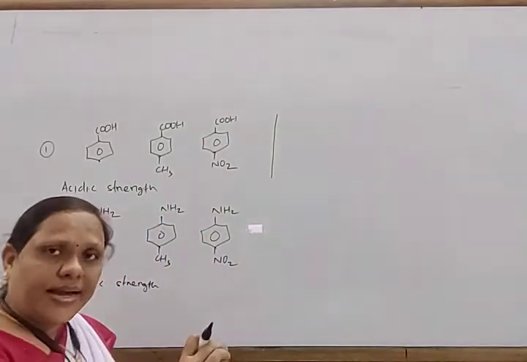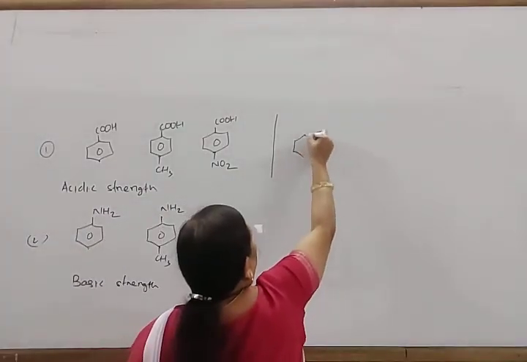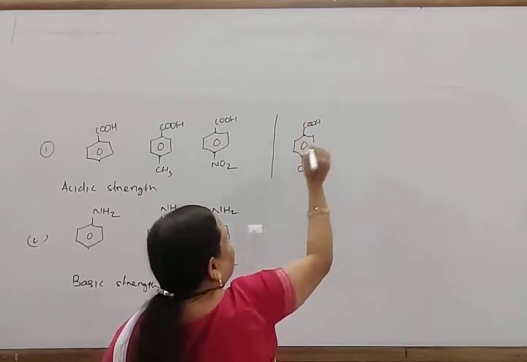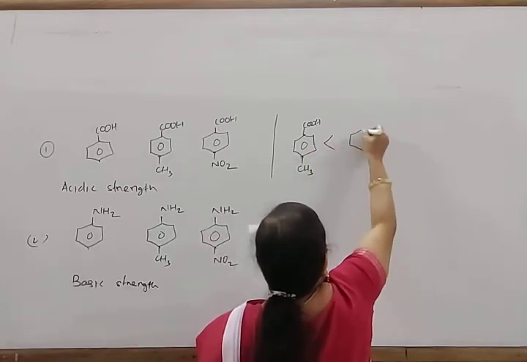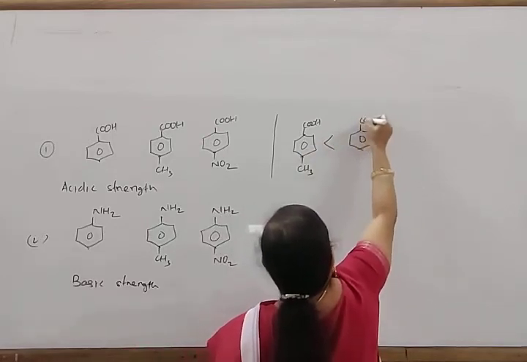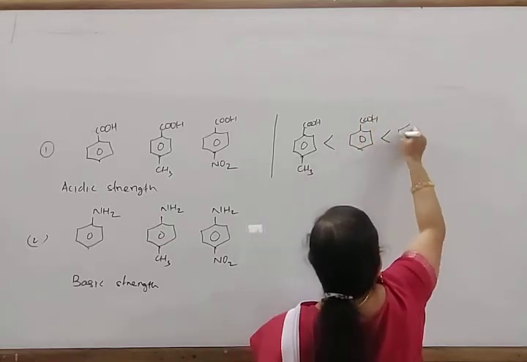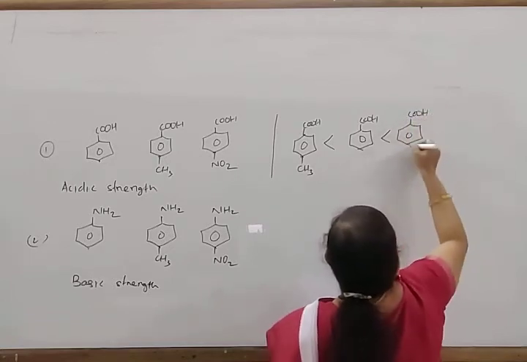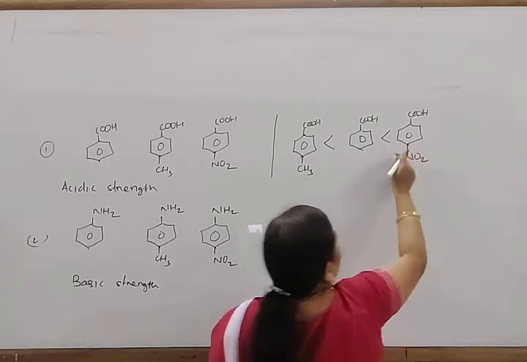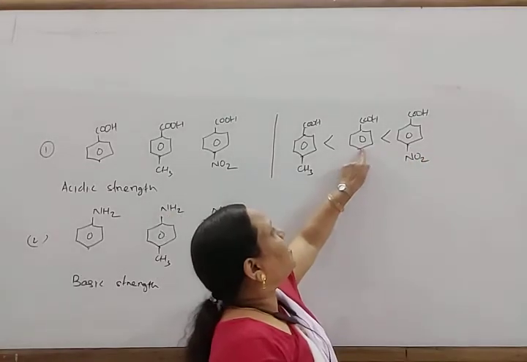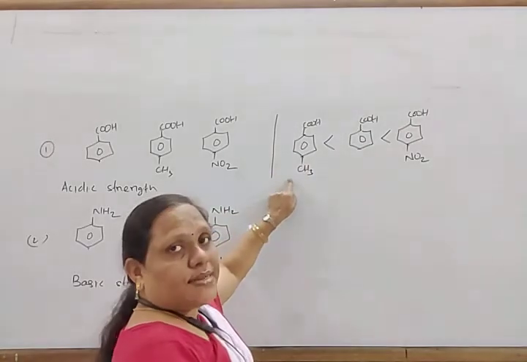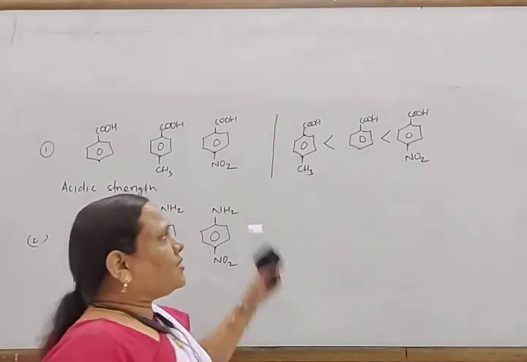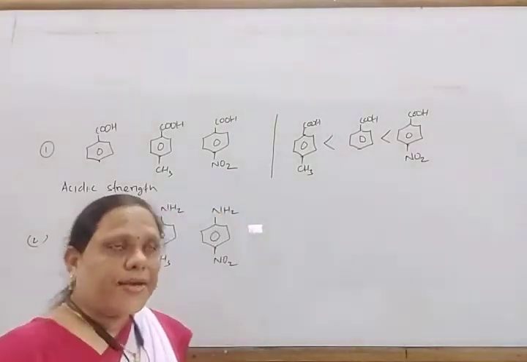So the increasing order of acidic strength, from lowest to highest, you have to write. First is toluic acid, COOH, CH3, this is least acidic. Then benzoic acid, that is COOH, and then the acidic strength comes for para-nitrobenzoic acid. This one para-nitrobenzoic acid, this one benzoic acid, and this one para-toluic acid. Okay. So this is the increasing order of acidic strength.